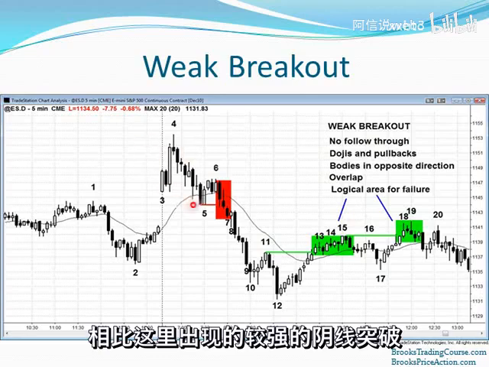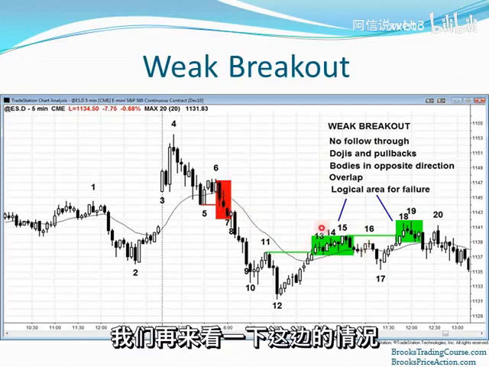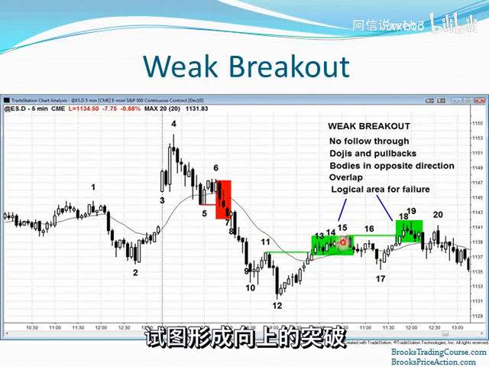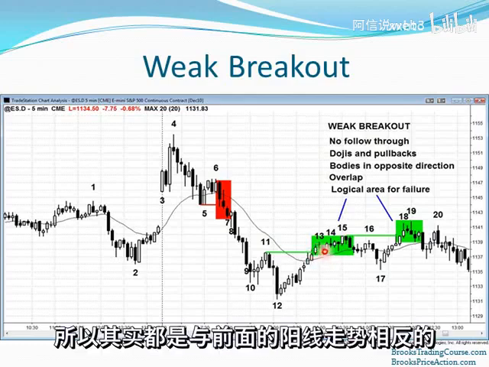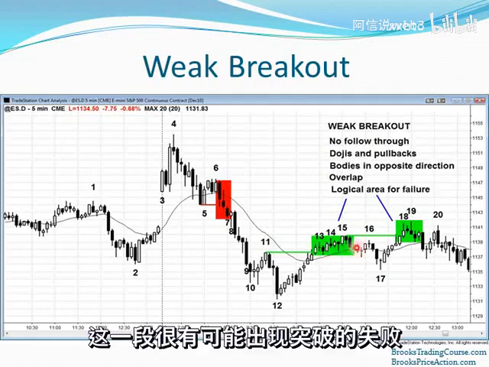On the other hand, compare what took place over here with these big bear breakout bars and the signs of strength on the part of the bears. Compare that to what's taking place over here. Okay, we have bull bars. We're trying to get bull breakouts, but there's no follow-through. Right after the bull bar, you get a doji bar or a bear bar, so you get bars in the opposite direction. The market's largely going sideways. It's also a logical area for a failure.